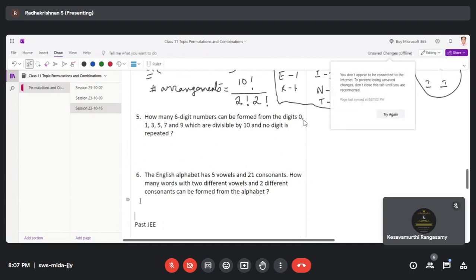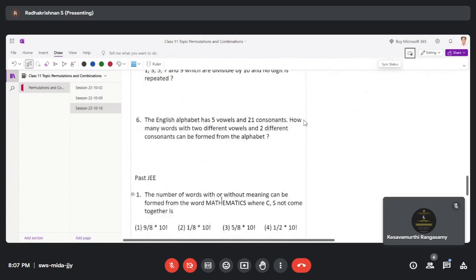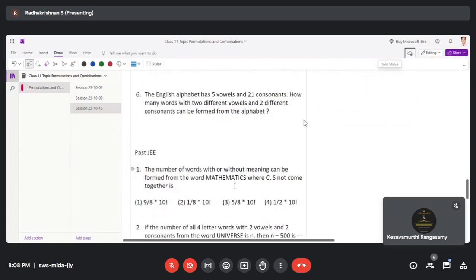And similarly, this problem 8 is also something that we have done before. The English alphabet has 5 vowels and 21 consonants. How many words with 2 different vowels and 2 different consonants can be formed from the alphabet? It's a question of how many ways we can pick 2 vowels, how many ways we can pick 2 consonants, and how we can arrange them to form words. You remember we did a similar problem in the beginning. So look at that problem, think about it, and work on these 2 problems, so that we can move on to some newer problems.